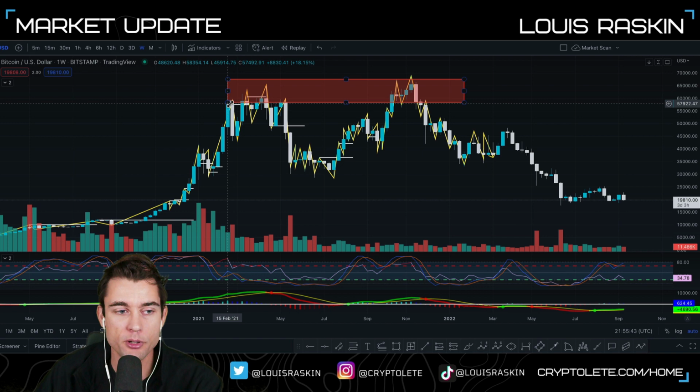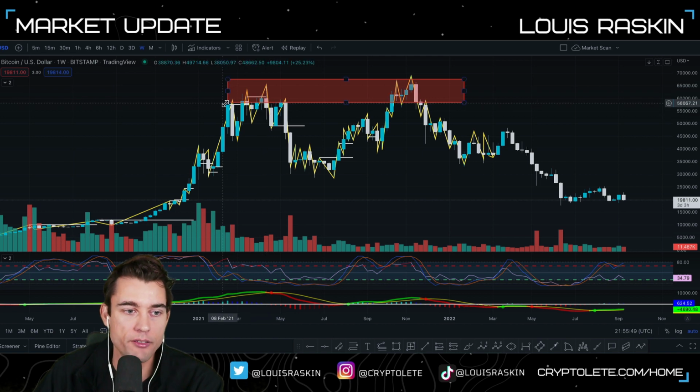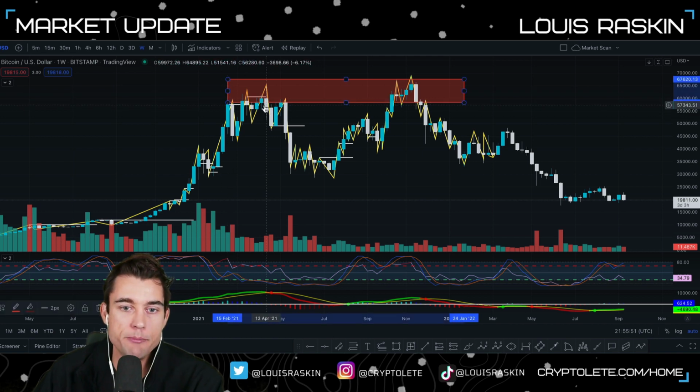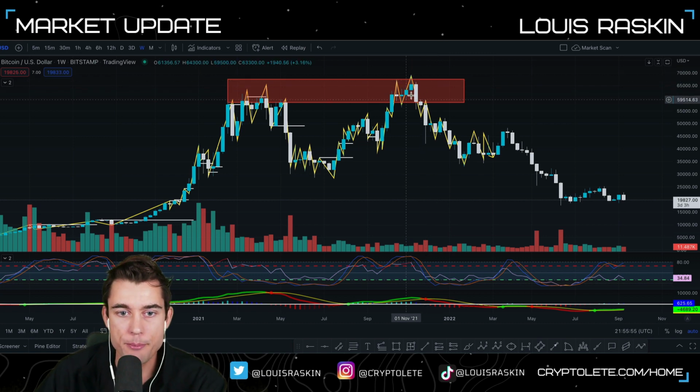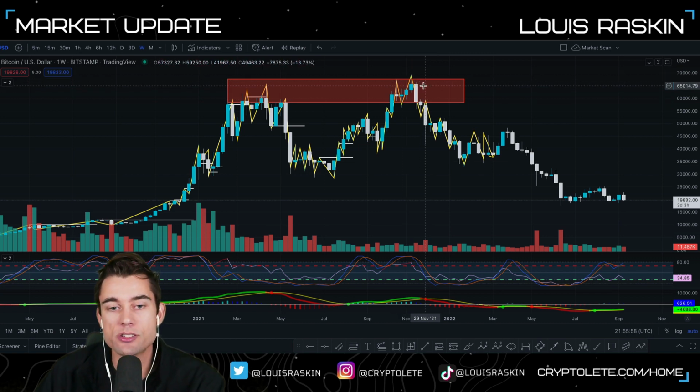Well, you would look for possible reversals at the previous highs, right at the previous highs, right above the previous highs, and right below the previous highs. So basically this red box. And of course, this is what happened. The previous reversal happened at this red box. And so you could see this on the weekly time frame really well.